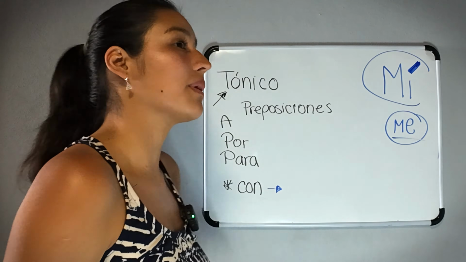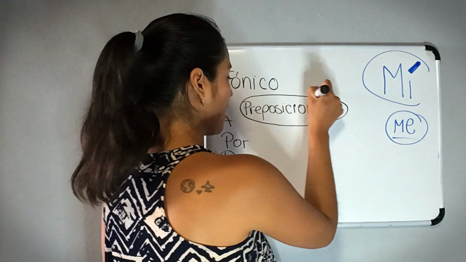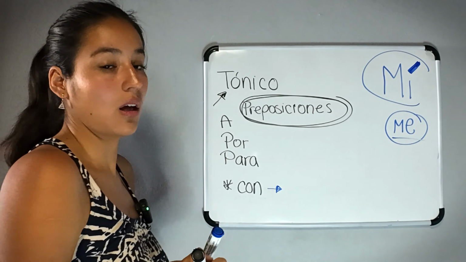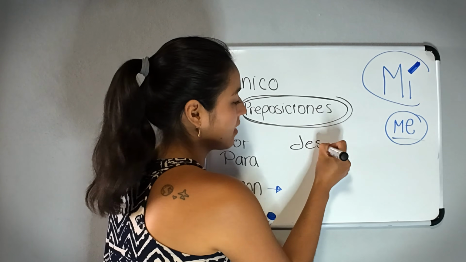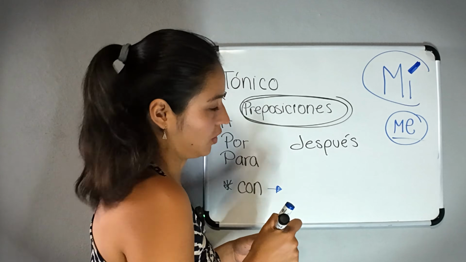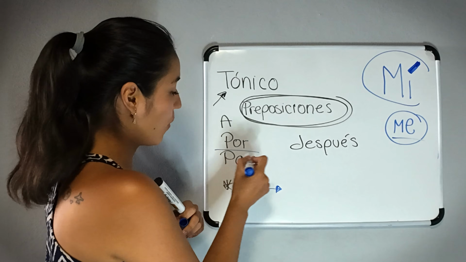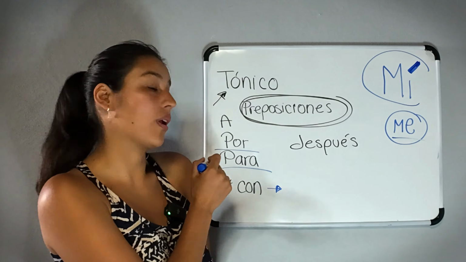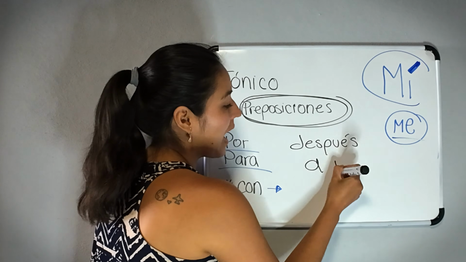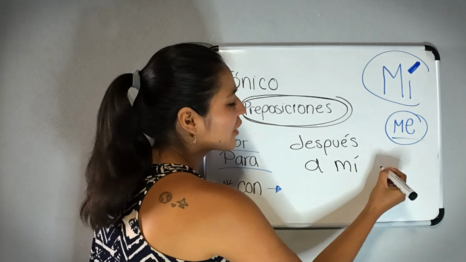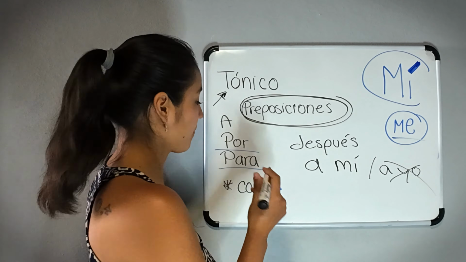Because what is going to be the key is that we need to use prepositions. Okay? Prepositions. That's the key. So, this pronoun is going to be after, después, after a preposition. So, in here we have some prepositions. A, por, para. I have really good videos about por and para. Watch them. So, for example, I will say a mí. I'm never going to say a yo. No, no a yo, a mí.